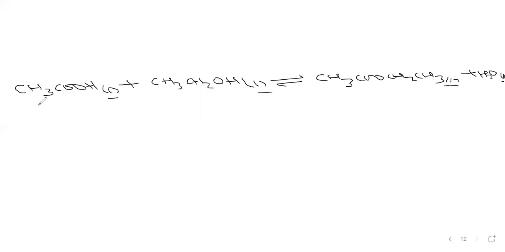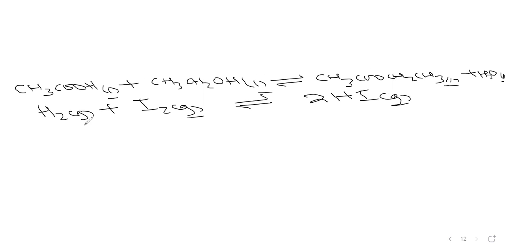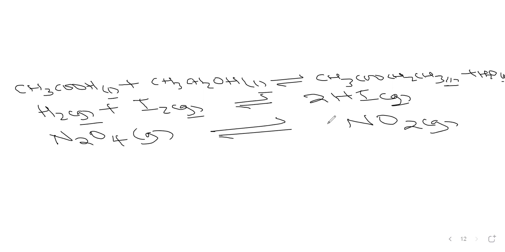We can look at the reaction between hydrogen and iodine to give us hydrogen iodide. All of them are gases. All the reactants and products are gases. You can look at the dissociation of dinitrogen tetroxide. Dinitrogen tetroxide is a gas. It decomposes to form nitrogen dioxide, also a gas. That is a homogeneous equilibrium system.